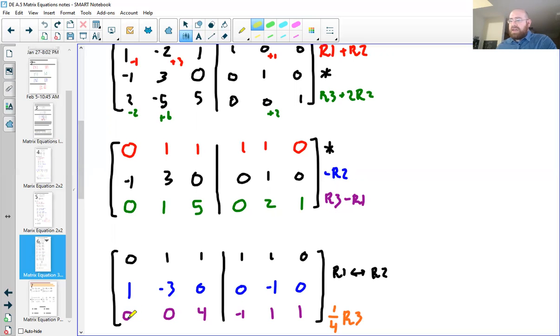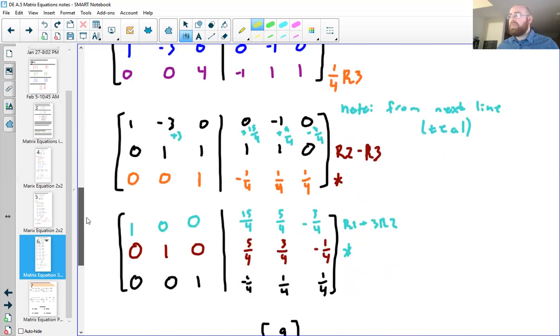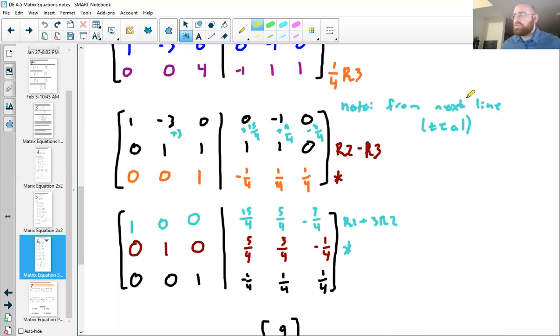I noticed that I had in the third row 0, 0, 4. In order to make this a 1, I multiplied the whole row by 1/4. Again, we can't divide a row by a number, but we can distribute the multiplication into each of our terms in the row. Then noticing that I want this leading 1 to be in this spot up here, I switched row 1 and row 2 before moving on to the next step. You'll notice this part in teal says from the next line, so we're going to ignore it for the moment, and then I'll talk more about that in a second.